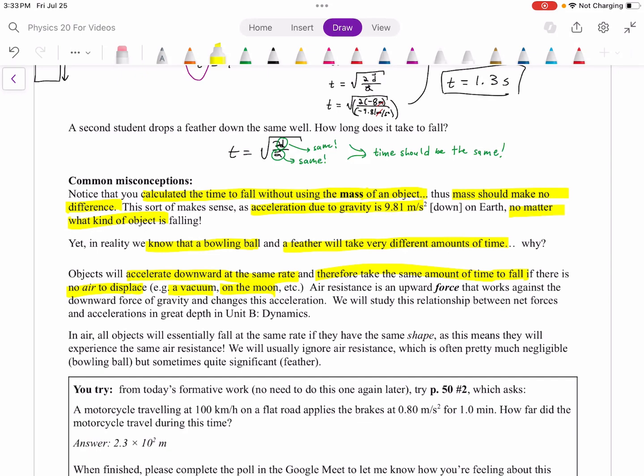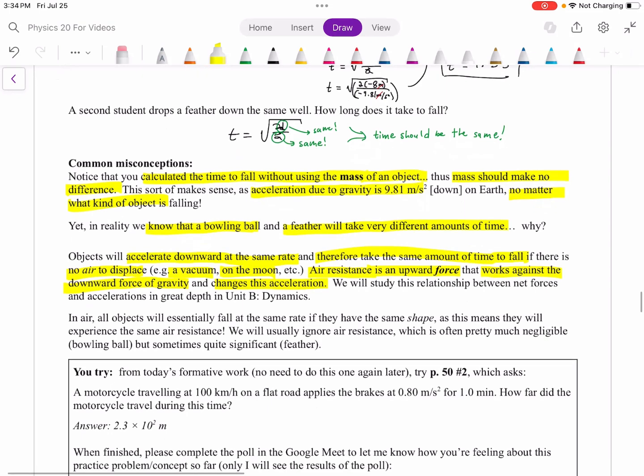A feather and a bowling ball really do take the exact same amount of time to fall as long as there's no air. And the reason behind that is that air resistance is an upwards force. We're going to talk lots about forces in Unit B. And what forces do is they change accelerations. So air resistance works against the downwards force of gravity and therefore changes the acceleration. Okay, so when there's air resistance, the acceleration might not exactly be 9.81.